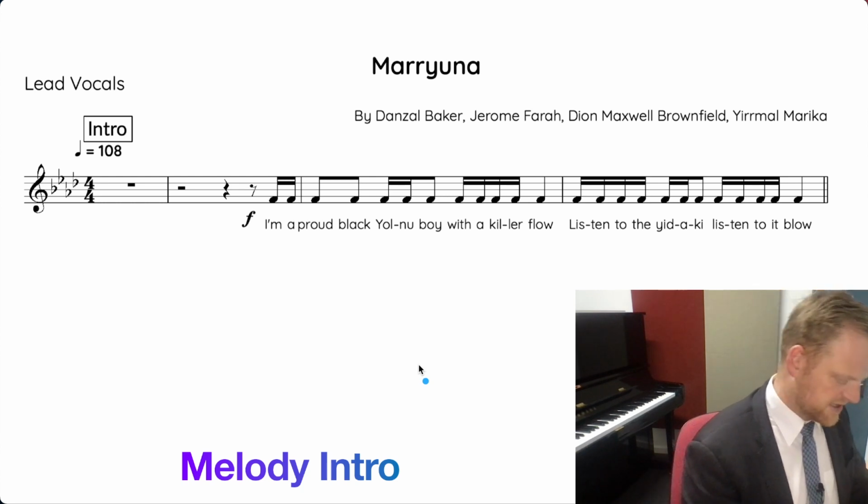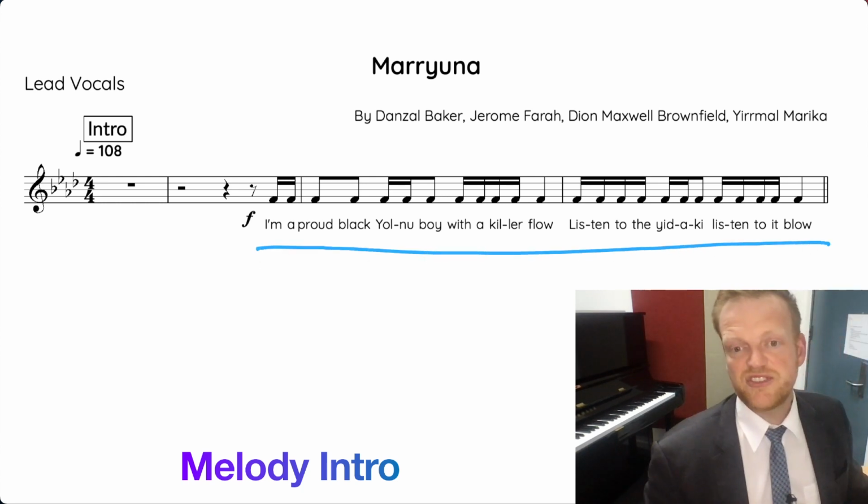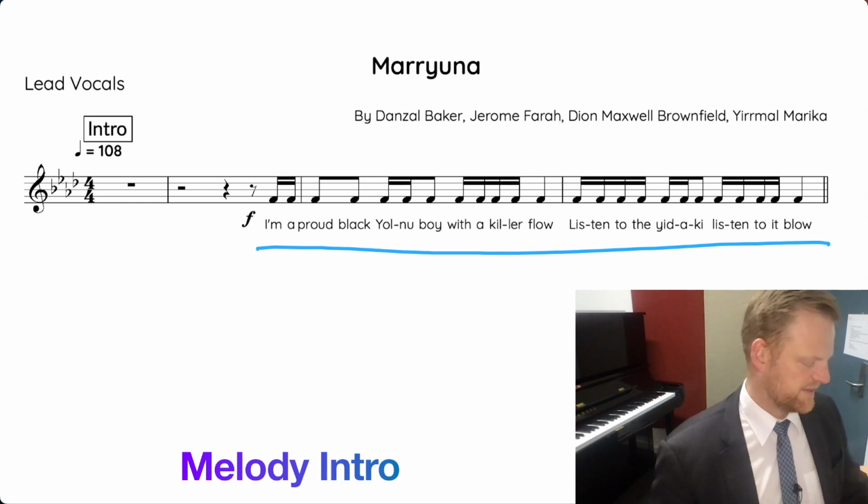This sort of melodic refrain is the introduction, but it is also almost a hook or a chorus in itself because it's repeated quite often throughout the song. So yeah, what is it? I'm not sure. Perhaps just a hook, something like that.